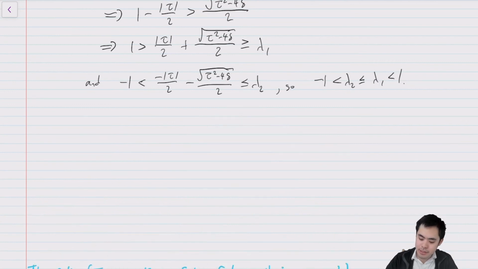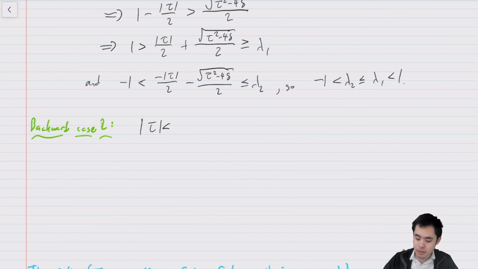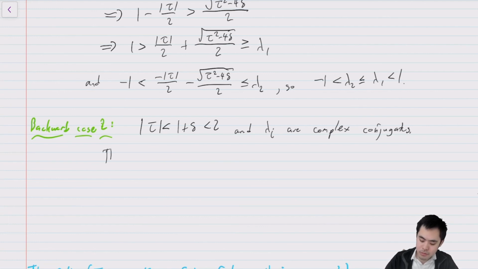And the other backward case is actually even easier. So the other backward case, backward case 2, is, well, if you have |tau| is less than 1 plus delta, which is less than 2, and our lambda i are complex conjugates, well, then we know that |lambda i| squared is equal to delta, which is less than 1. And that finishes the proof.